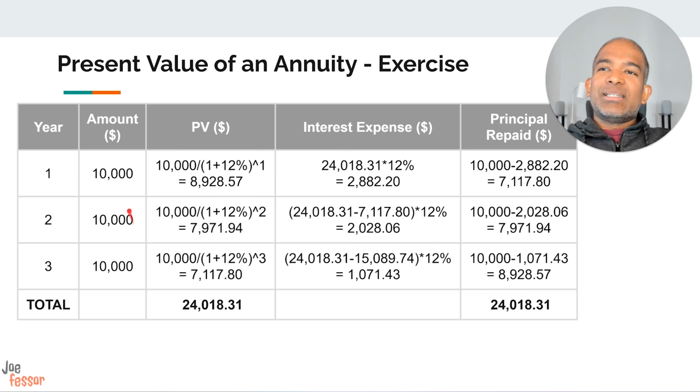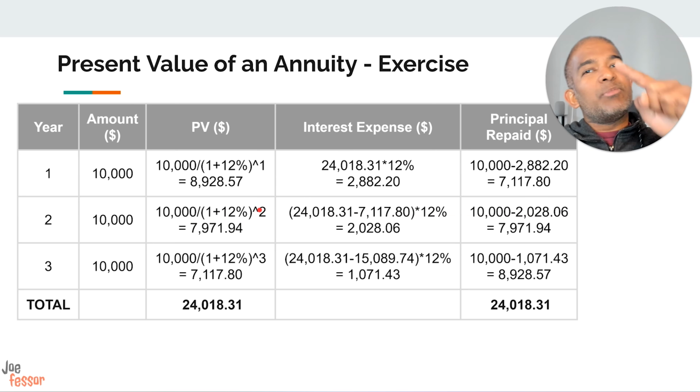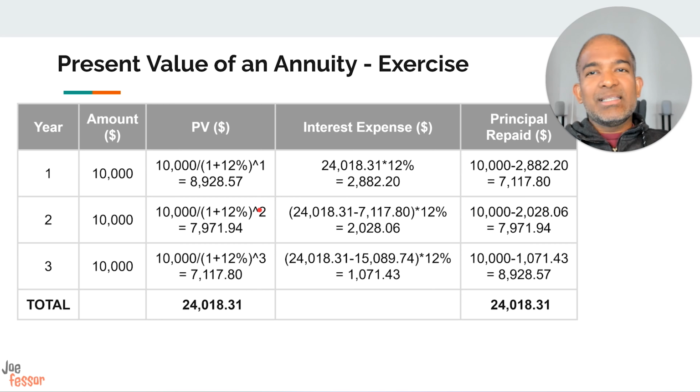We repeat for the $10,000 at the end of year 2. Now we'll divide $10,000 by 1 plus 12% to the power of 2. Now we'll have to discount it backwards for 2 time periods, hence the power of 2. Okay, and we do the same for the third annuity payment.